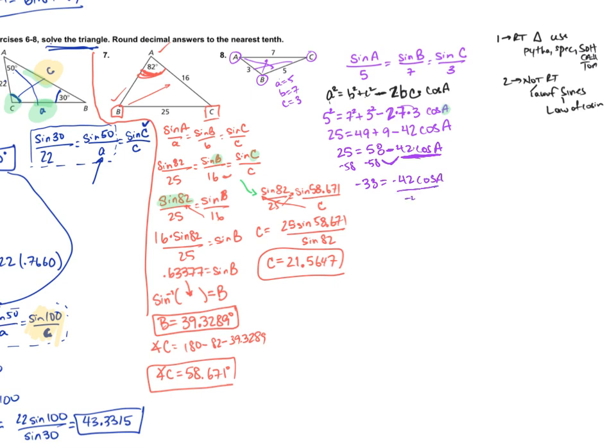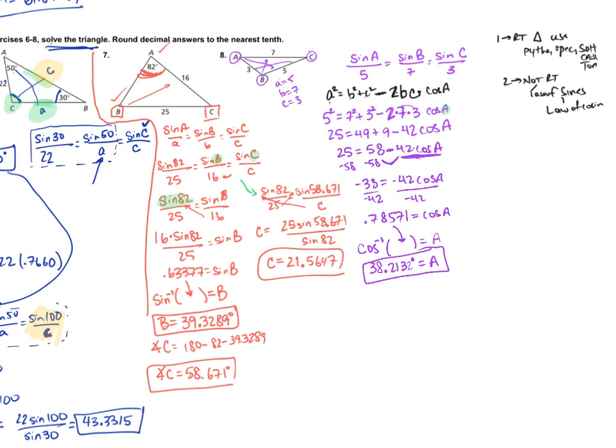And now divide each side by negative 42, and I will get 0.78571 equaling the cosine A. So at this point, to solve for A, you have to do the inverse cosine. So the inverse cosine of this answer is what angle A is. Put that in your calculator, and angle A comes out to be 38.2132 degrees. So now we have angle A.